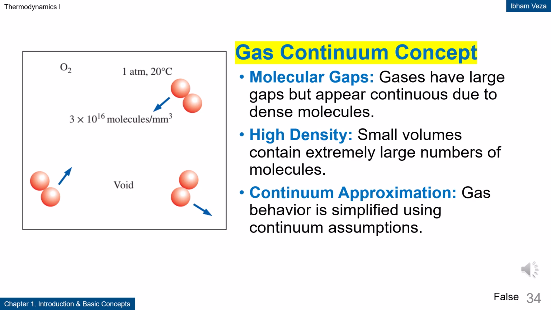Gas continuum concept. Although gases are composed of molecules that are far apart, in engineering analysis, a gas is often treated as a continuous medium. Even in a small volume, the number of molecules is extremely large. This continuum assumption simplifies the analysis without significantly reducing accuracy. This approach is widely used in fluid mechanics and thermodynamics. With this assumption, fluid properties can be considered defined at every point.